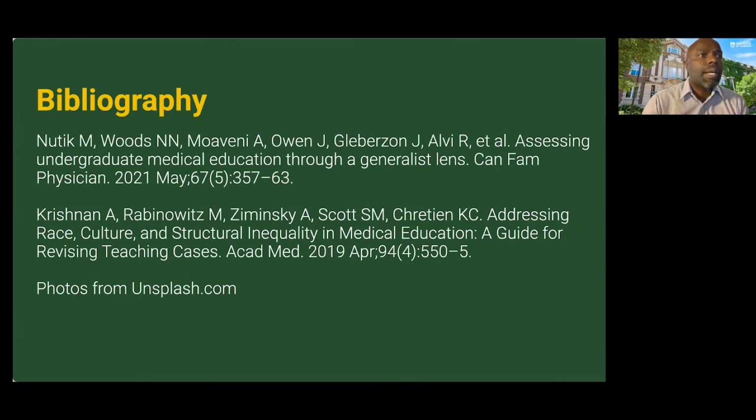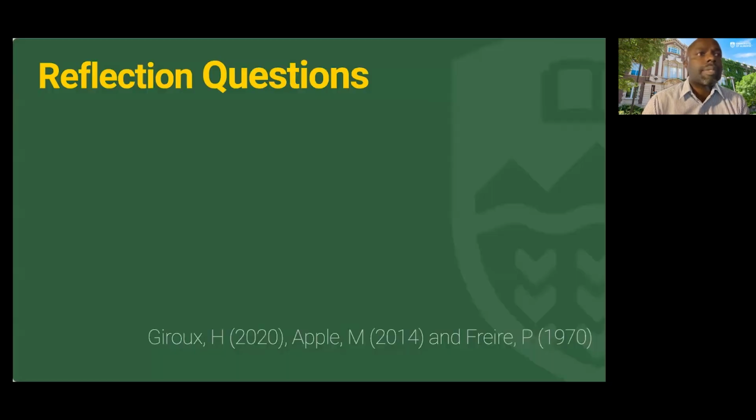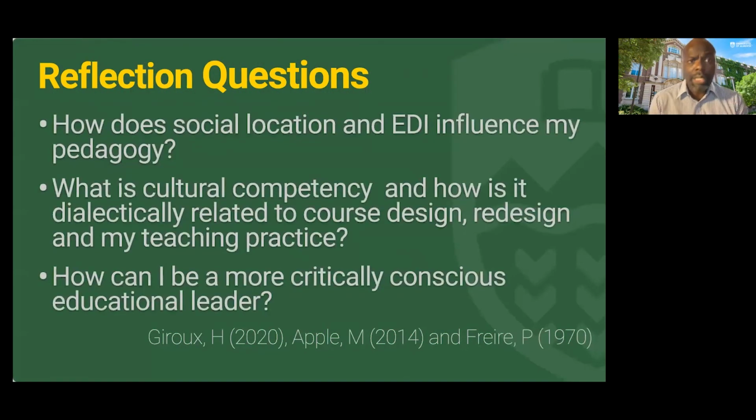So this brings us to the conclusive part of our presentation. Just before we get into the Q&A, I thought of having reflection questions for all of us after attending the session. How does social location and EDI influence my pedagogy? And something else from all our discussions, my discussions with Jaime, Kuda, Tom, and Lisa, that we might want to think about is what is cultural competency and how is it dialectically related to course design, redesign, and my teaching practice? And then a third question we should all go home and ponder is how can I be a more critically conscious education leader?